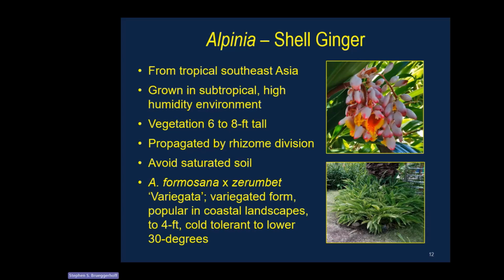This is an example, the one on the lower right-hand side of the one that I showed you a few moments ago with the pseudostem. This is the variegated form of the alpinia. It's a cross between Alpinia formosana and Zarambed. This is the variegated form, very, very popular in coastal landscapes. It doesn't have a very high profile. It gets about knee high, or maybe my thigh high, right? About 4 feet tall. But it is cold tolerant. So I think this is one of the more successful ones that can be grown. It's beautiful from the variegation of its leaves. I've got some in my backyard.